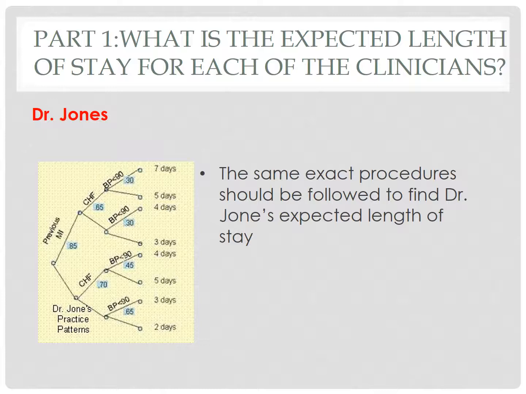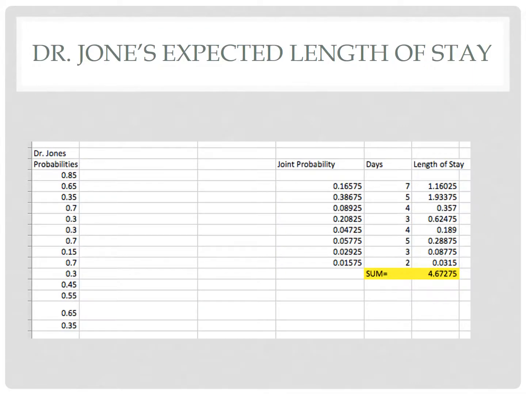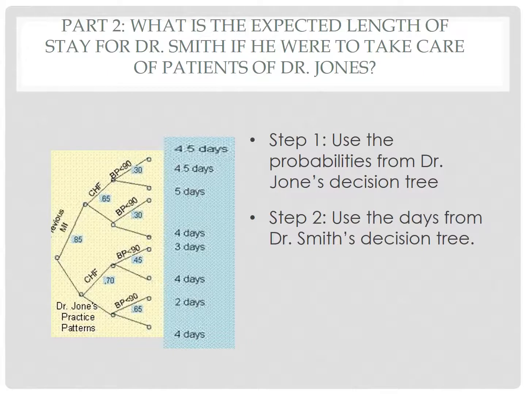For Dr. Jones, we will use the same procedures, where we fold back the decision tree to find the expected length of stay. After finding the joint probability for each pathway and multiplying it by the number of days for each pathway, we find the length of stay for that path. When summing up the length of stay for each pathway, Dr. Jones has an expected length of stay of 4.67275 days.